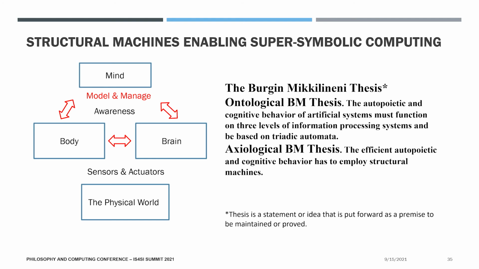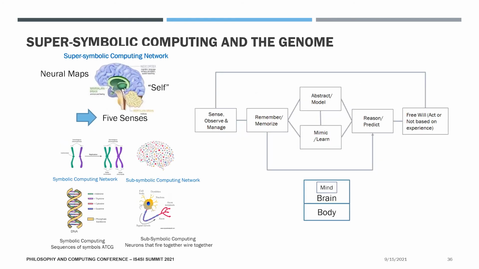So the Burgin-Mikkilineni thesis we proposed is that if you want to model autopoietic and cognitive behavior in a digital system, you need to be able to use knowledge structures and structural machines. The structural machine provides you with the mechanism to infuse autopoiesis and also cognition. And that's basically the idea.